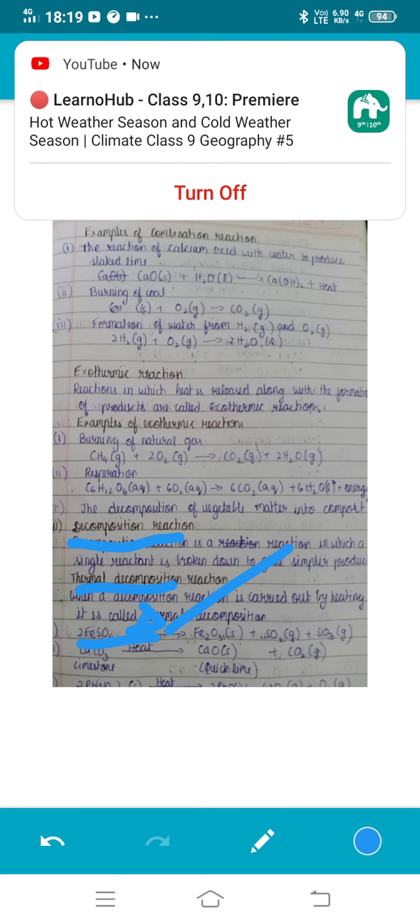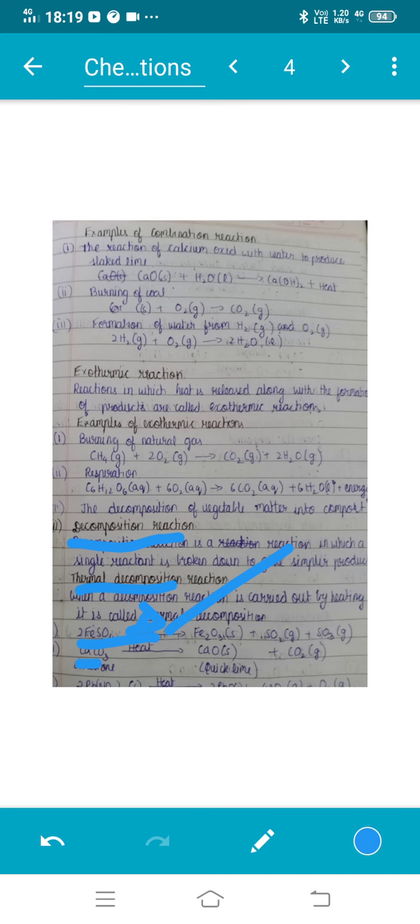Second example, CaCO3 is broken down into CaO plus CO2 when the heat is involved. So we have understood what is thermal decomposition reaction. Now we will go to the next part, the electrical decomposition reaction.